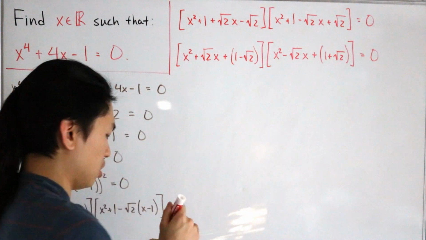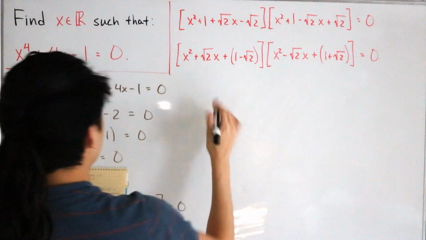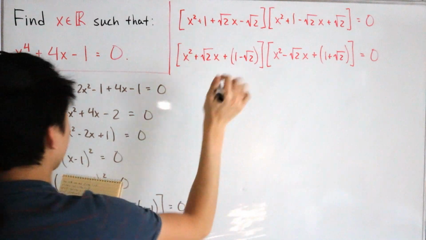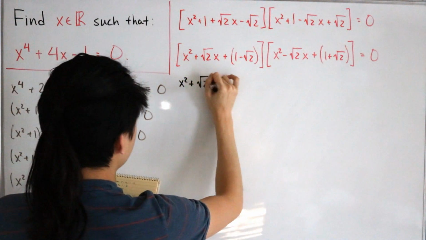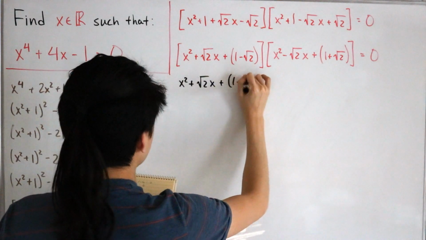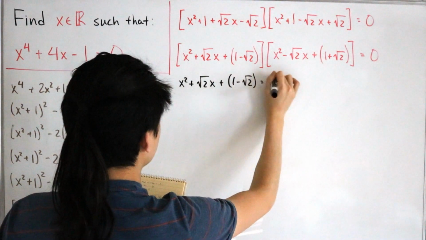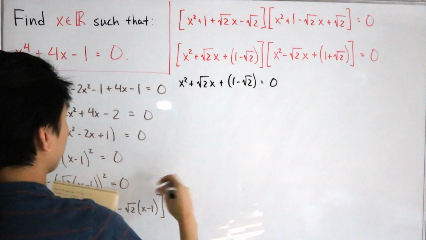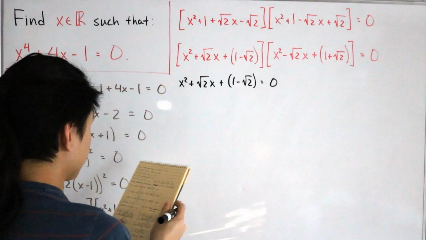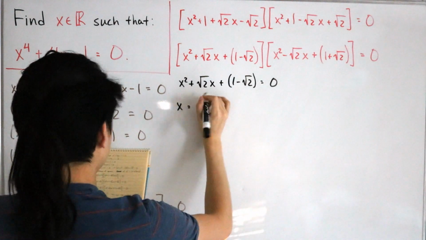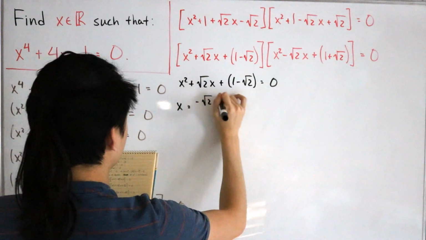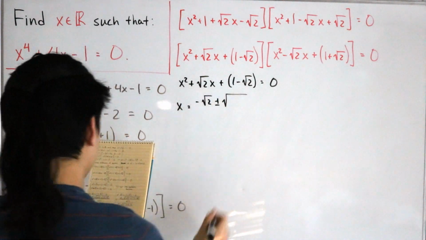So let me actually just use a different marker for this. First we'll work with this quadratic polynomial over here. So x squared plus the square root of 2 times x, and then add this with 1 minus square root of 2 equals 0. We plug in the right pieces for a, b, c, and then put that back into the quadratic formula. So we have x is equal to minus the square root of 2 plus or minus the square root of.